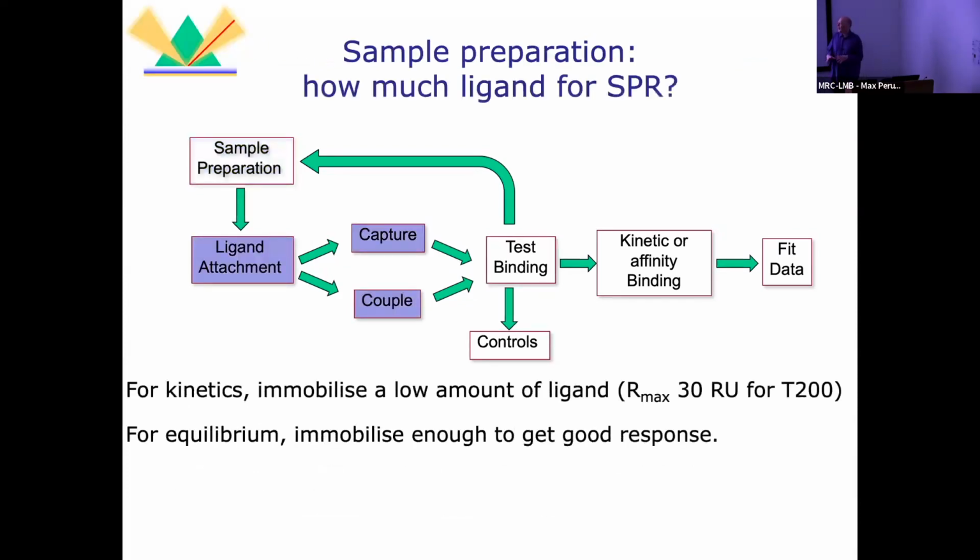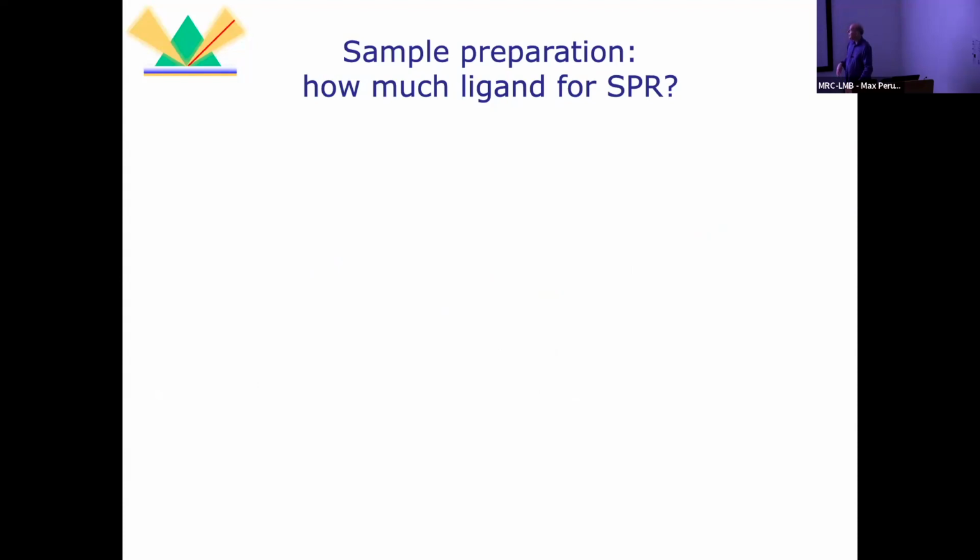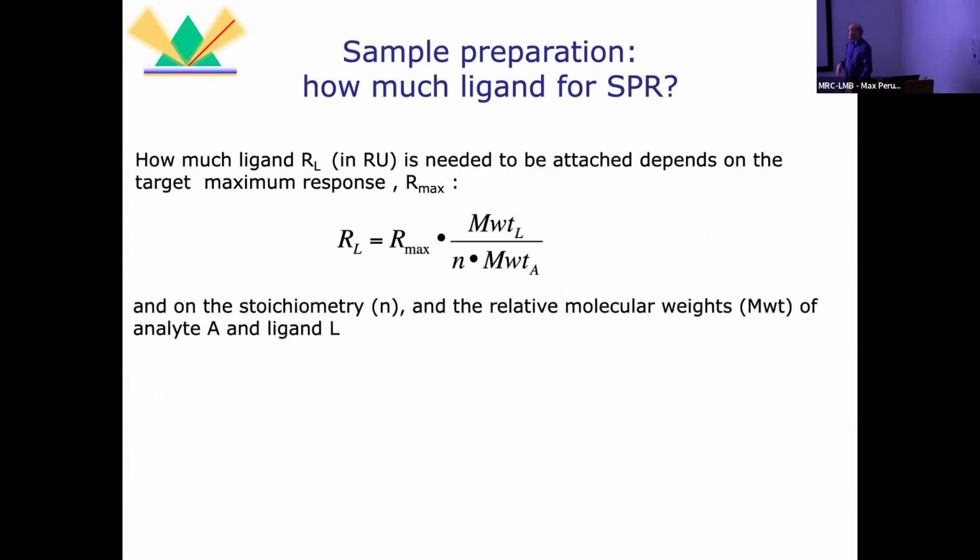Okay, so how much do you put on? Well, for kinetics, you want to put on as low as you can get away with for a good signal. And for equilibrium experiments, you want to have as much as you can to get, again, a good response. So you can go through from high to very low. Now, what's the rule of thumb?